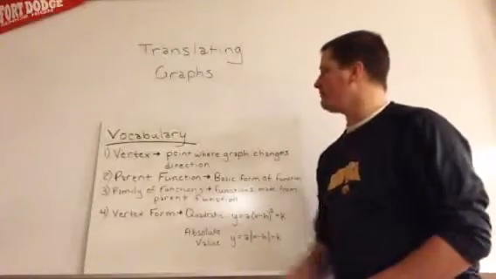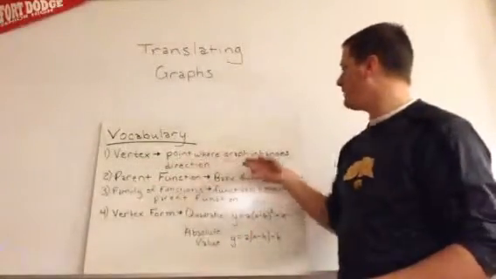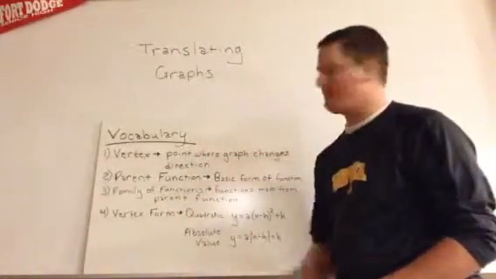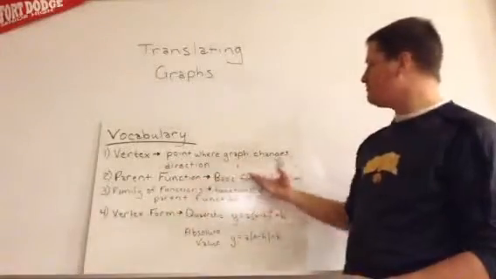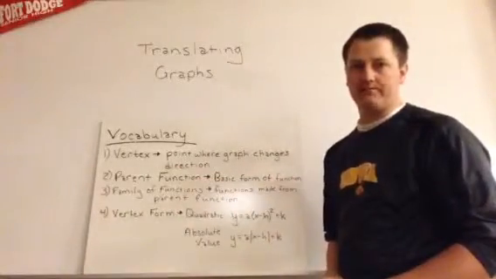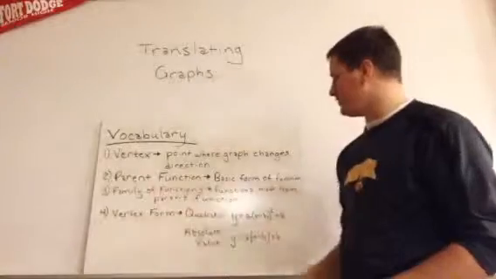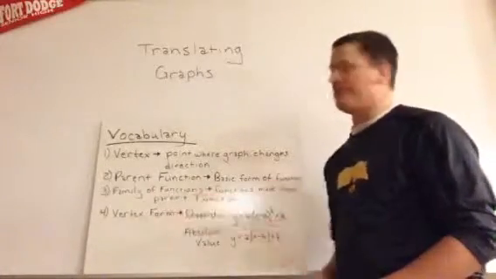Vocabulary for this lesson: the vertex, the point where a graph changes direction. Parent function, the most basic form of a function. Family of functions, functions made from a parent function.